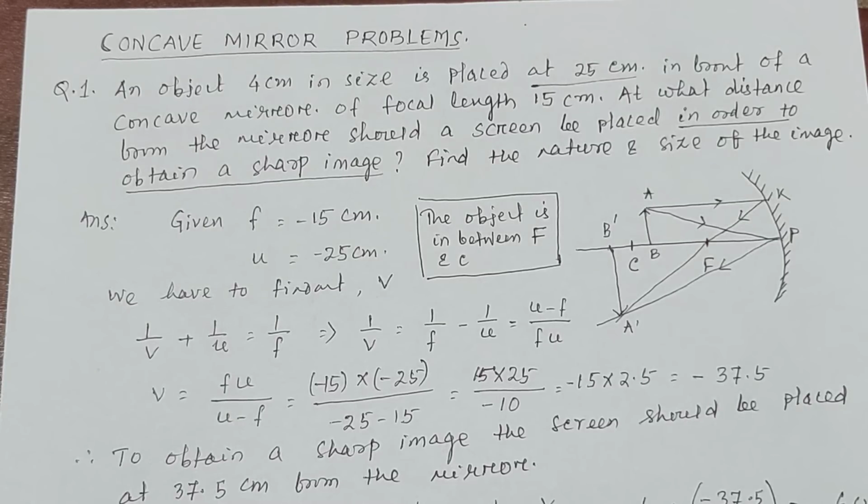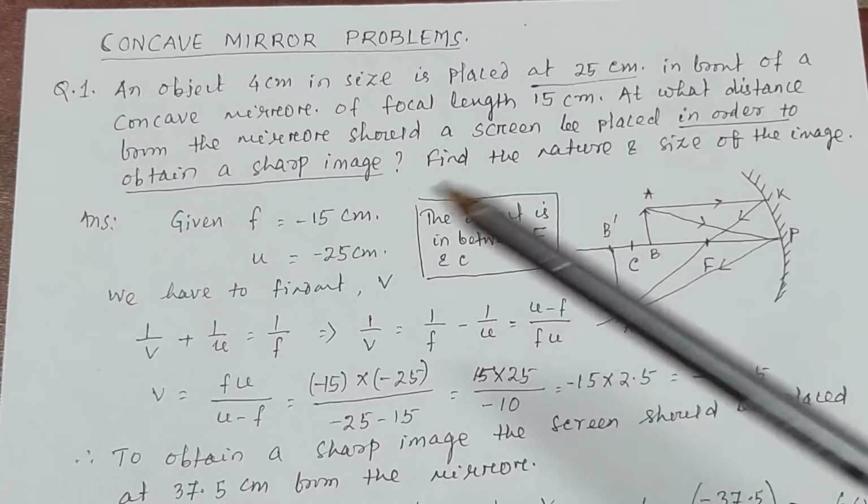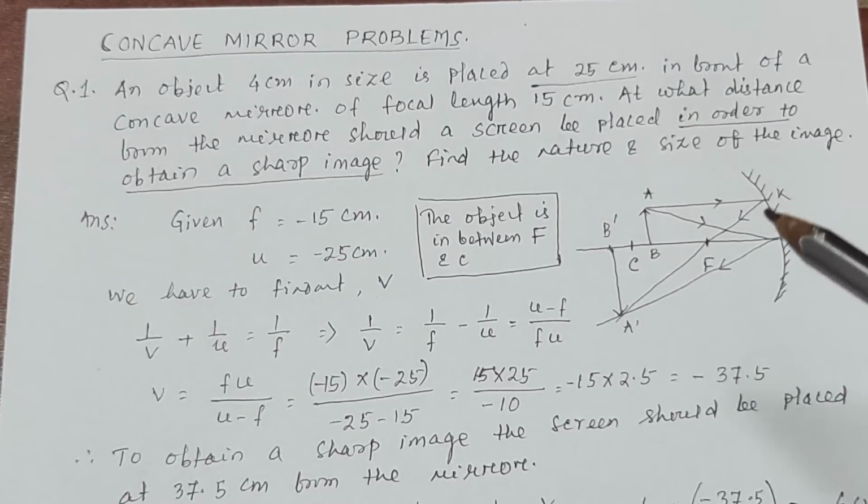An object 4 centimeter in size is placed at 25 centimeter in front of a concave mirror of focal length 15 centimeter. At what distance from the mirror should a screen be placed in order to obtain a sharp image? Find the nature and size of the image.